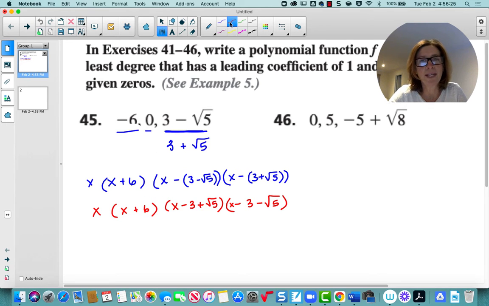Now, you really have to do these in parts, and one of the suggestions I always make is to do the conjugates together. Do those together. Don't try and distribute x plus 6 through one of them. It just gets really crazy. So do the conjugates together.